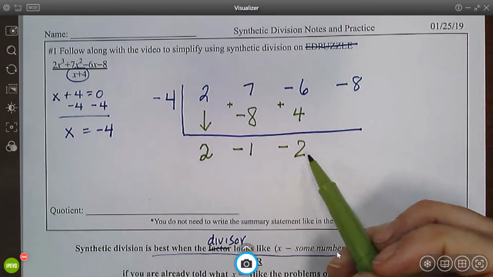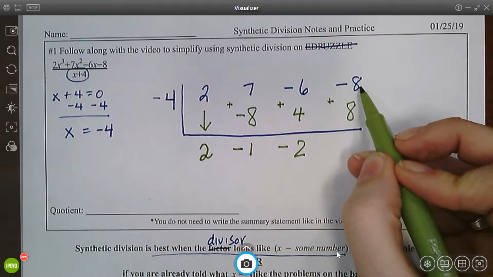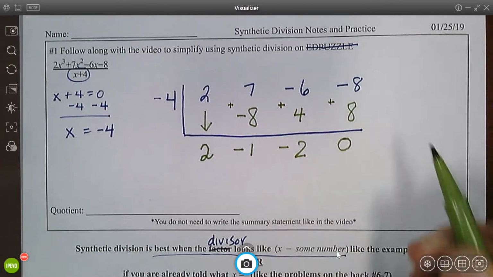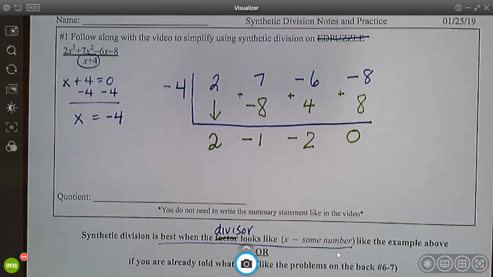So -4 times -2 is 8. And then I'm going to add these. -8 plus 8 is 0. Okay, well, that just looks like a list of numbers. So I'm going to tell you how to interpret this, because we actually want it to be a quotient that actually looks like a polynomial.